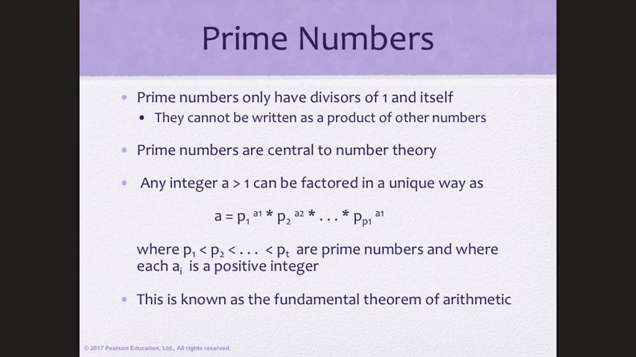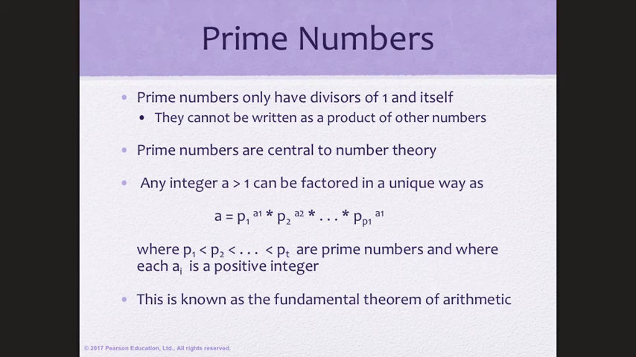Remember last time we already mentioned, what is a prime number? A prime number is a number that cannot be written as a product of other numbers, which means that it's a number that cannot be factored, which means that it does not have any other divisors except itself and 1. So it can only be divided by 1 and by itself. Cannot be divided by any other integer.